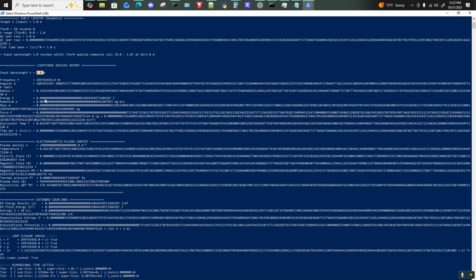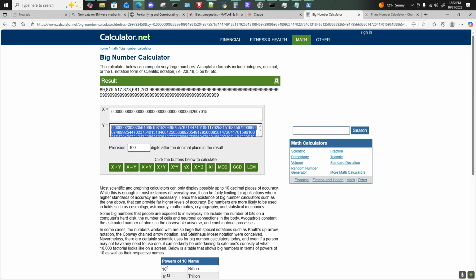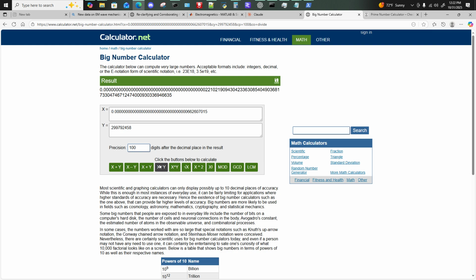Now we observe that dividing Planck's constant, in SI units, by the speed of light also gives the same constant as the earlier derived mass. That is 666607015 divided by 299792458 equals 2.210210909, which matches the mass value from earlier. This is the scaling constant that ties together energy, mass, frequency, and momentum.